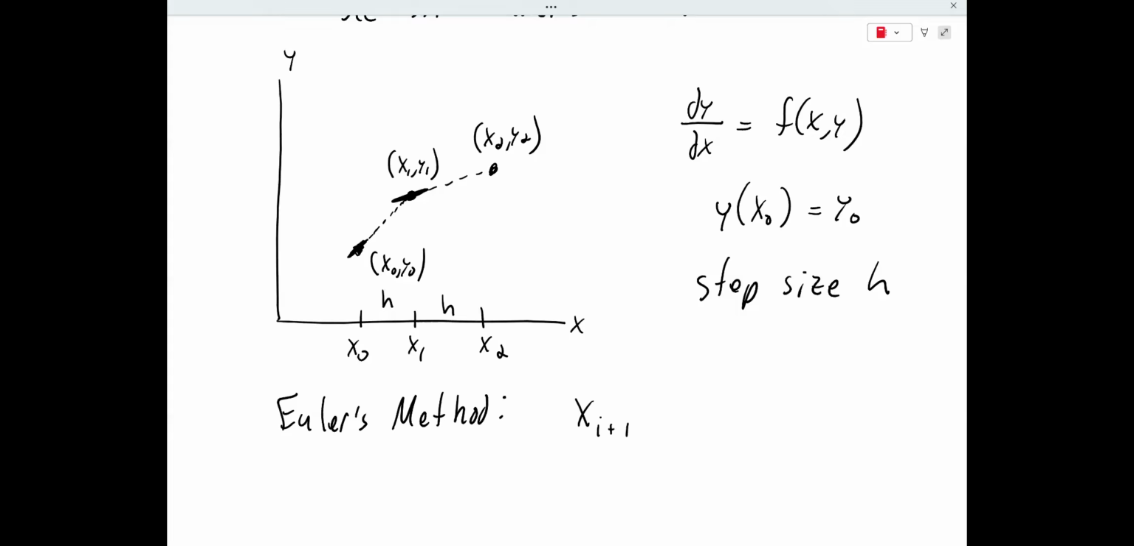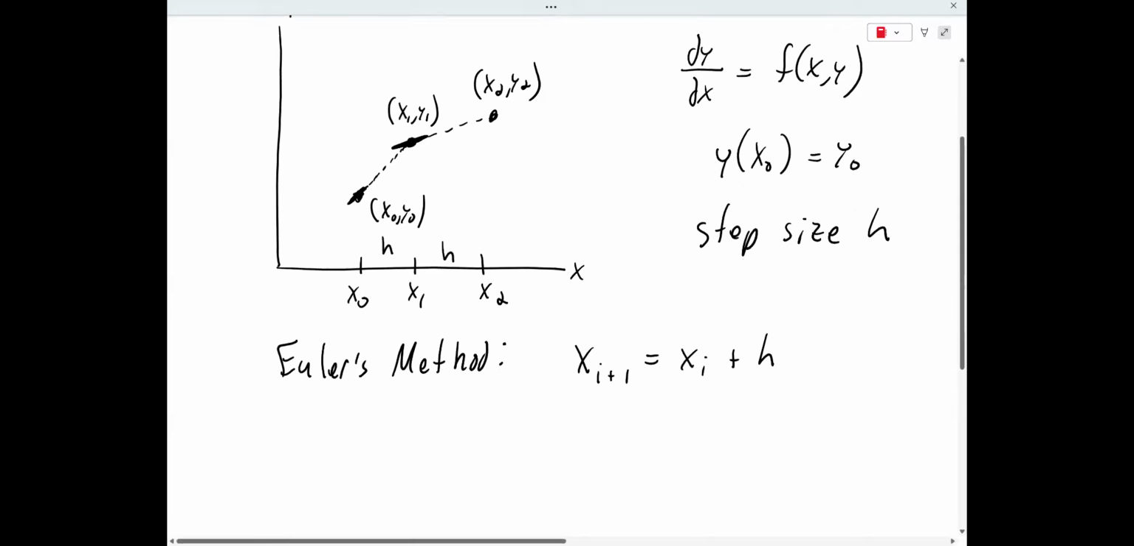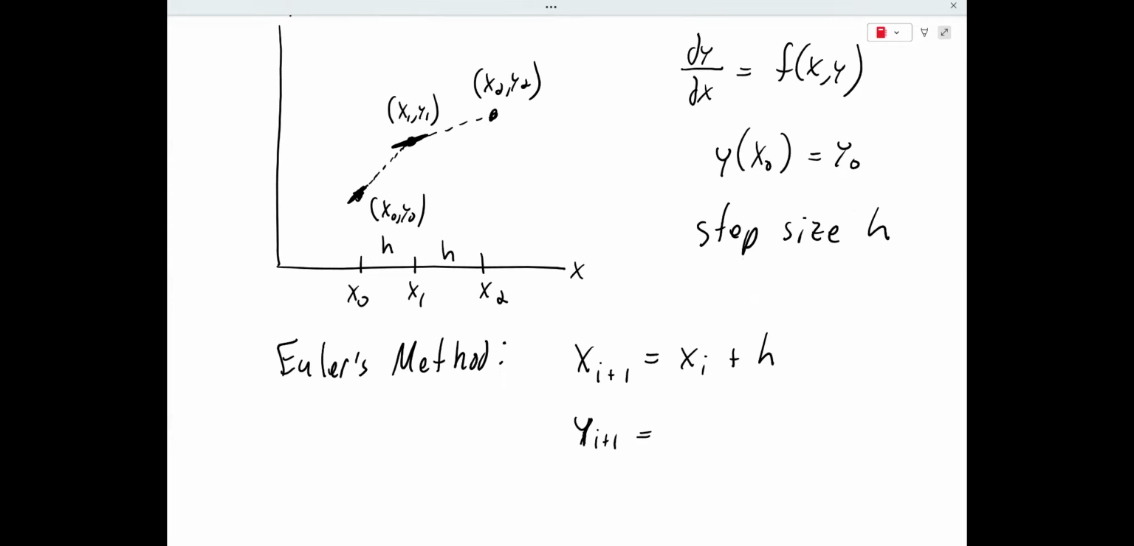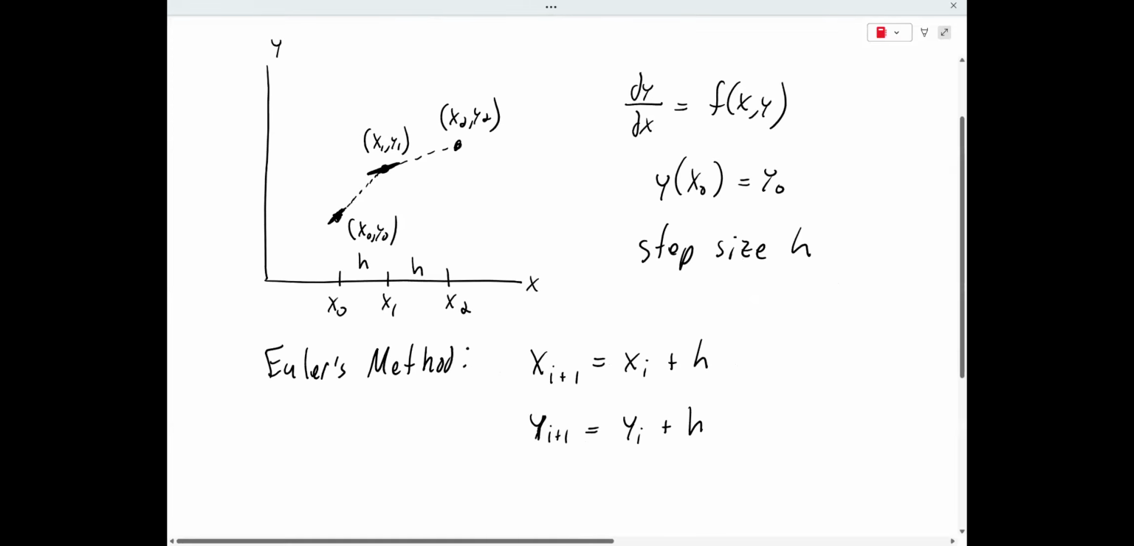x sub i+1 is equal to x sub i plus h. That's just the step size. And then y sub i+1 is equal to y sub i plus the step size times the slope, that's f evaluated at x sub i comma y sub i. So this is your original y, and this is the delta y, the change in the y. You take your step size and multiply by the slope.